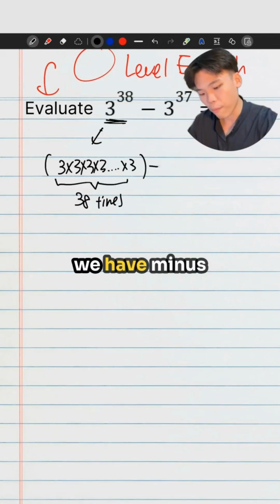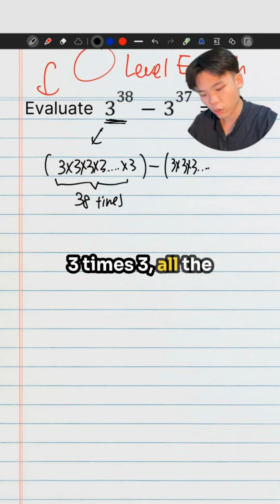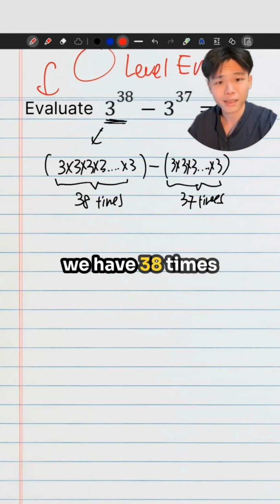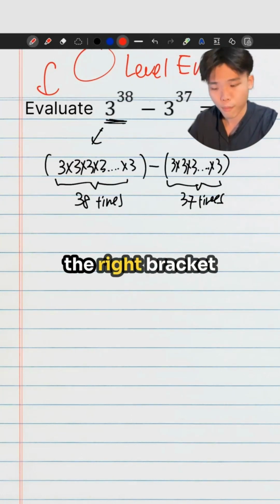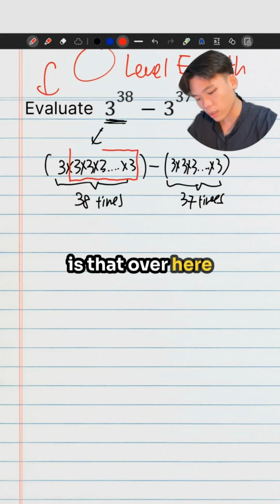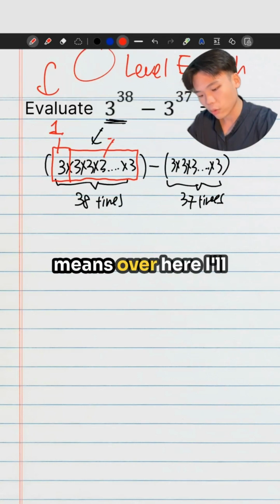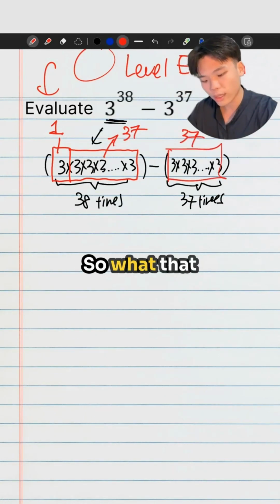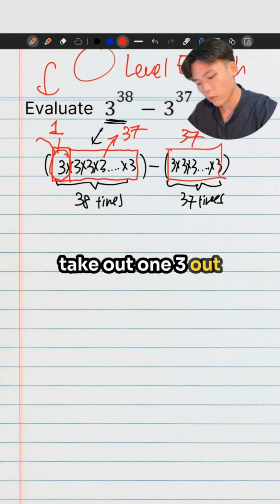On the other end, we have minus 3 times 3 all the way 37 times. So over here, on the left bracket, we have 38 times of 3 multiplying each other. And on the right bracket, we have 37 times of 3 multiplying each other. So what we can do is that over here, you see that I split this into 2 boxes. Here, I have one 3, and then that means over here, I'll have 37 threes, right? And over here, I have 37 threes. So what that means is that I can take one 3 out of this bracket.